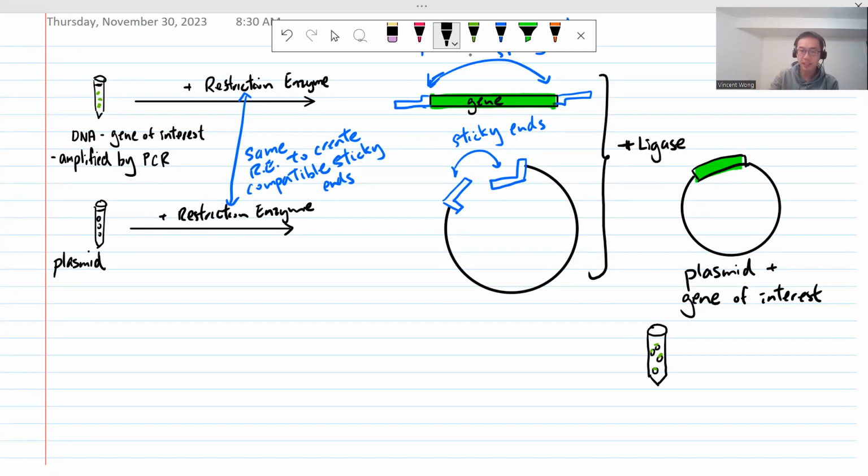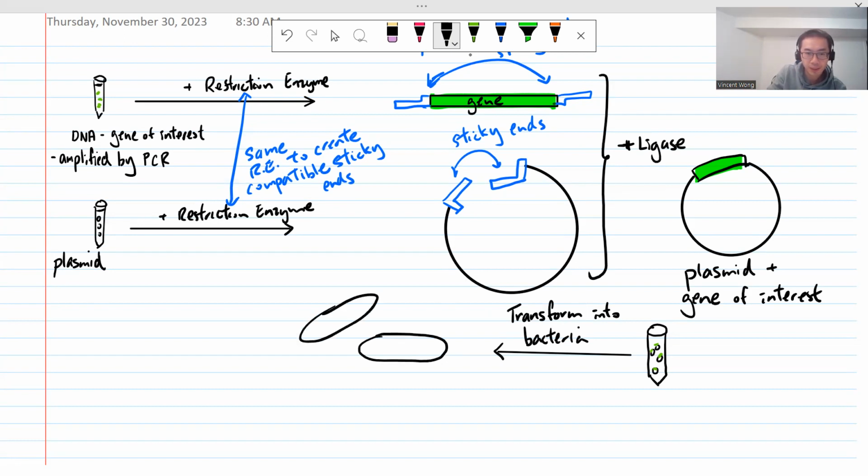Then we are going to feed this to the bacteria, right? We're going to feed this to the bacteria. Transform into bacteria. Transform means you make them take it up, basically. So you would have another tube of bacteria, and then you have the plasmid, and then you would mix them together. So in the end, we're going to have the bacteria. And these are bacteria.